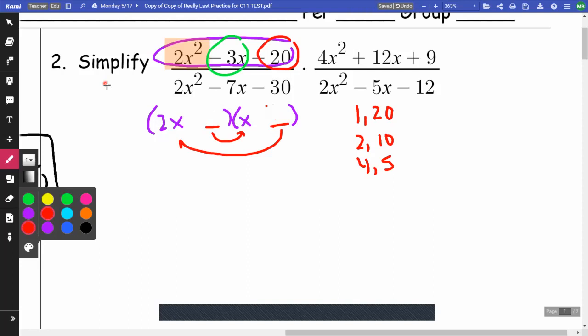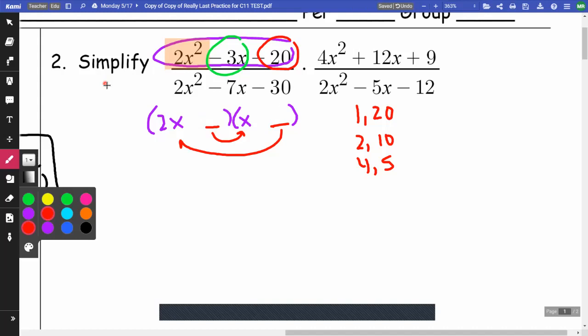The 2 and the 10. 10 here, that's going to be a 20. 20 and a 2, that's not going to work. If I put the 2 here, that's a 4 and a 10. That's not going to work. So I've got my 4 and my 5. If I put my 5 here, that's a 10 and a 4. Well, that's going to give me a 6, and I'm trying to get a 3.